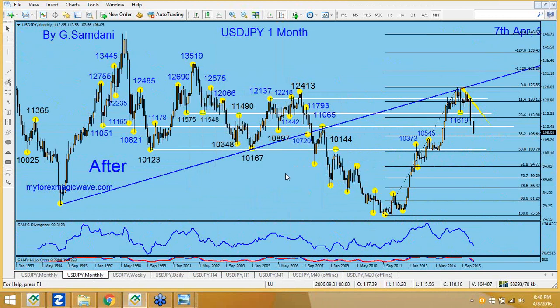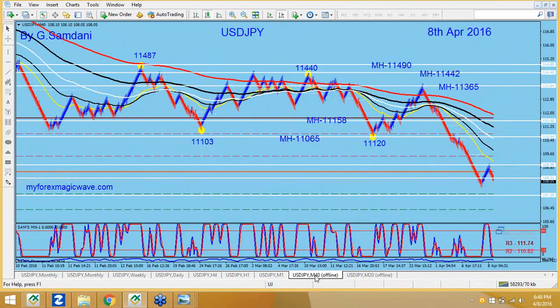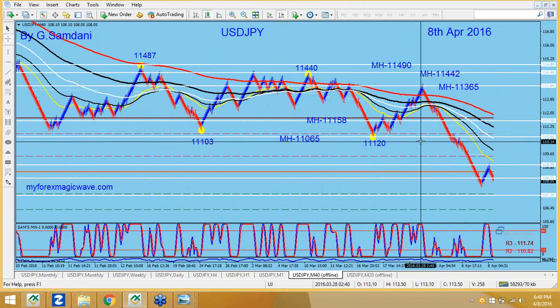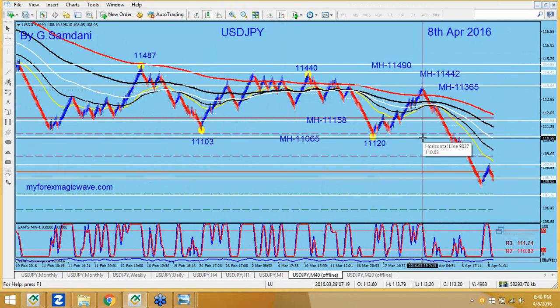So Tim, hopefully you have it already, and if you don't have these numbers, just try to find these numbers and mark them like that. 114.42. So I have this on the 40-minute chart, and you can see this. Now last week, this is the high we made on March 29.